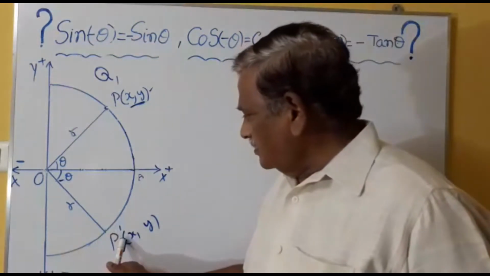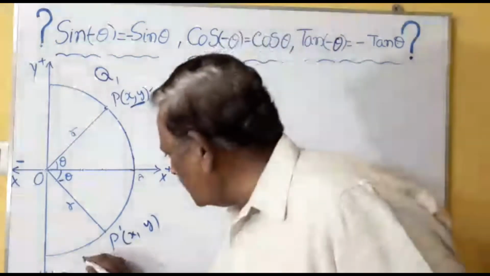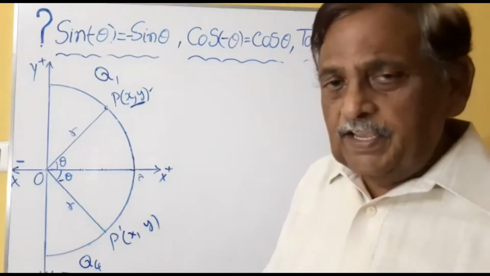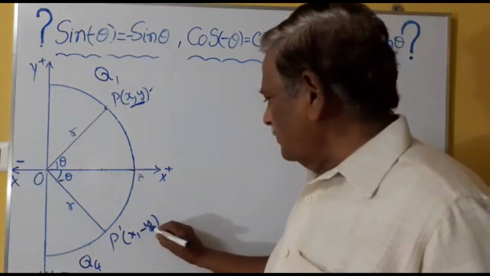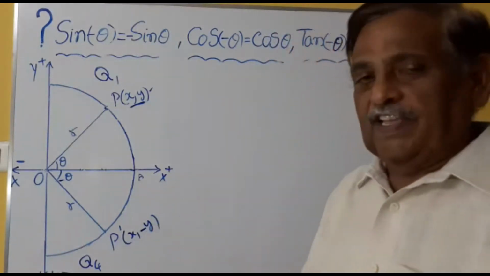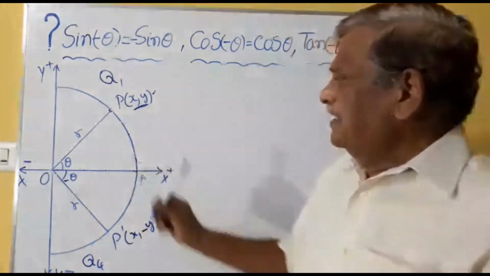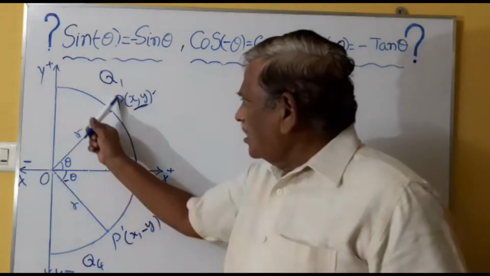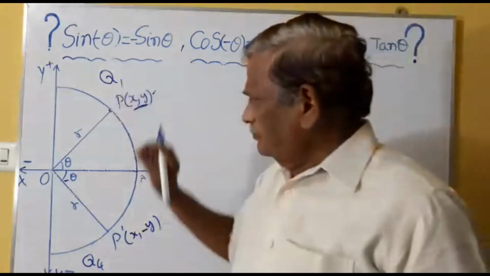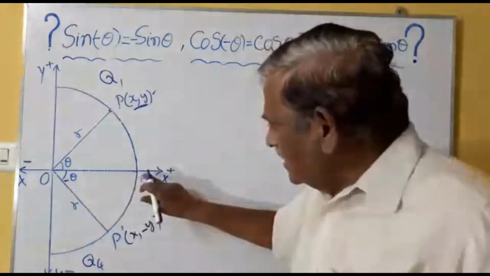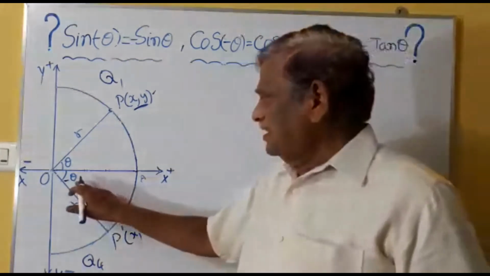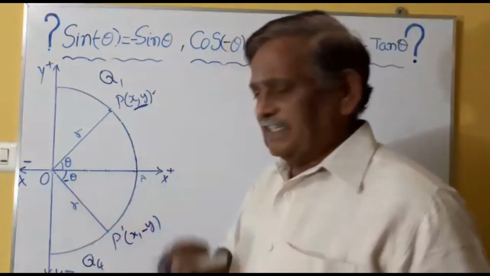But the point P dash is in quadrant Q4. In quadrant Q4, the y coordinate is negative, therefore this becomes minus. Thus the coordinates of P dash are x comma minus y. Usually, the angle in anti-clockwise direction is considered as positive angle and the angle in clockwise direction is considered to be a negative angle. So this is minus theta.